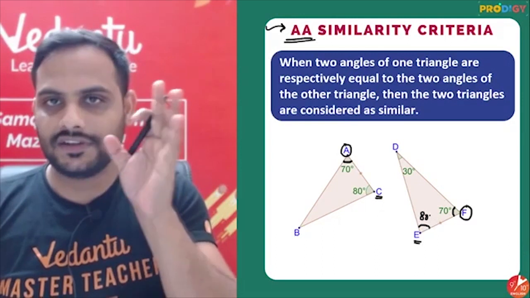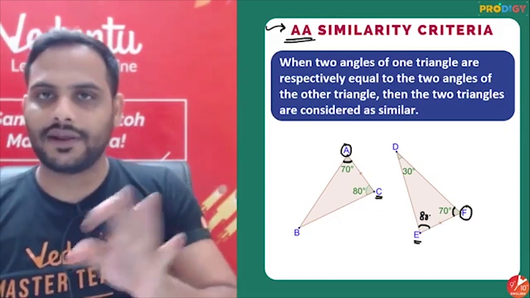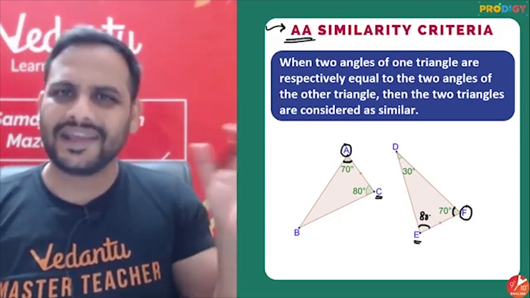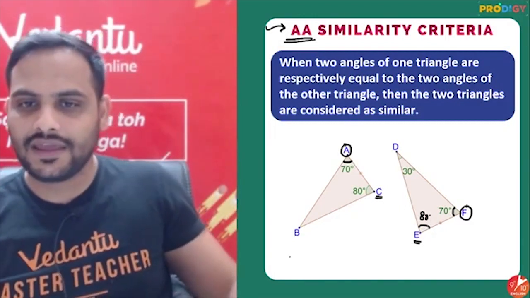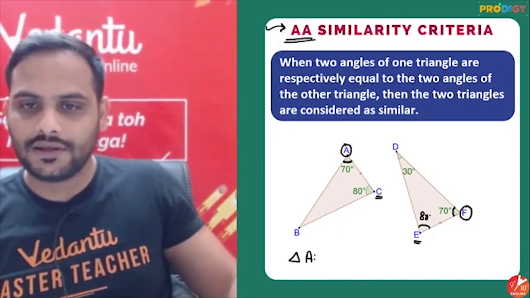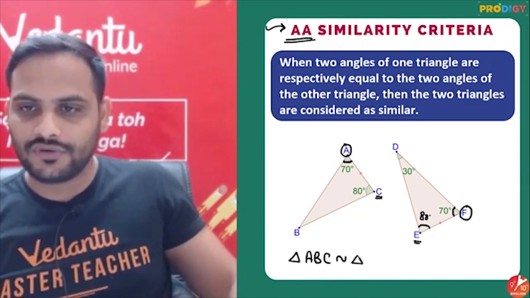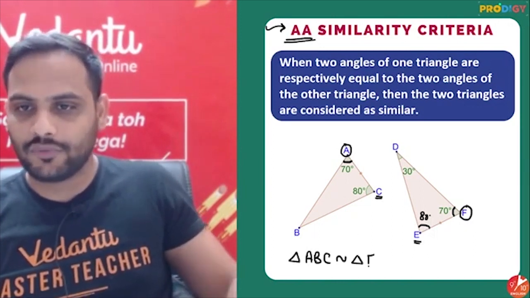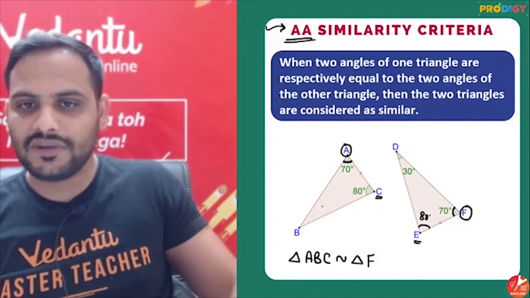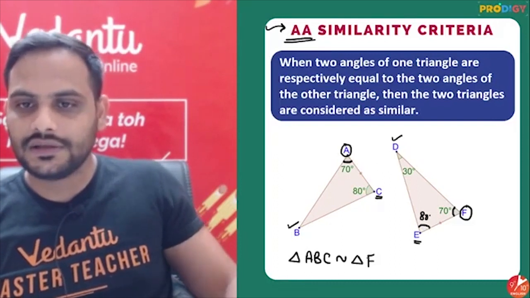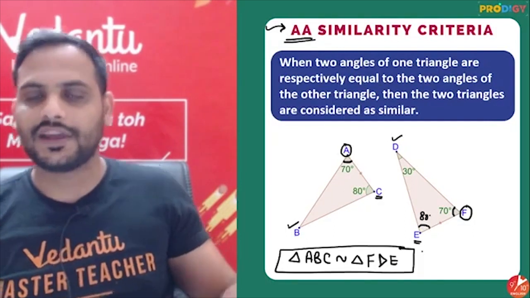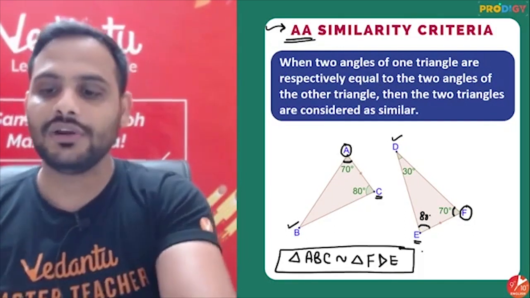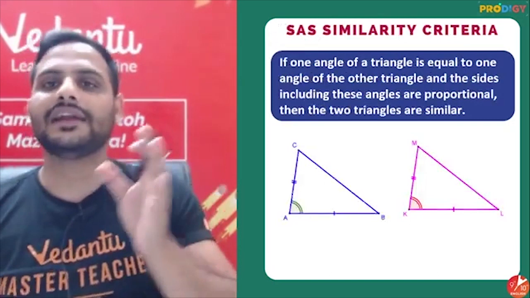If 2 angles in a triangle are equal to 2 angles of another triangle, automatically the third angle will also be equal by the angle sum property. So 2 angles are minimum. So by the AA rule, I can say triangle ABC will be similar to triangle: for A the corresponding point is F, for B the remaining point D will be the corresponding point, and then E. They will be similar. The second rule is the AA similarity rule, and the last rule is the side angle side rule.